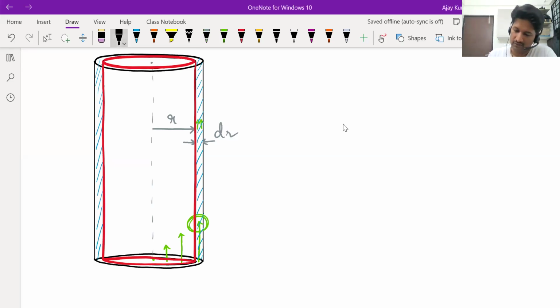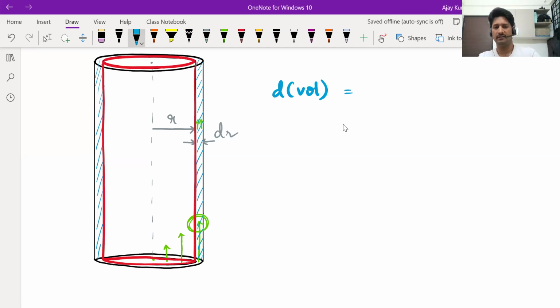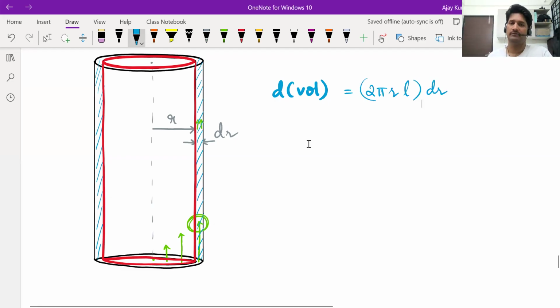Anyway, the small volume in the thickness of the wall can be expressed as, tell me, what is the curved surface area of a cylinder? Two pi r multiplied with L. 2 pi r is that circumference, multiplied with the length of the cylinder gives you the curved surface area. So 2 pi r into L, thickness is dr. That is the volume in the wall of this cylinder.